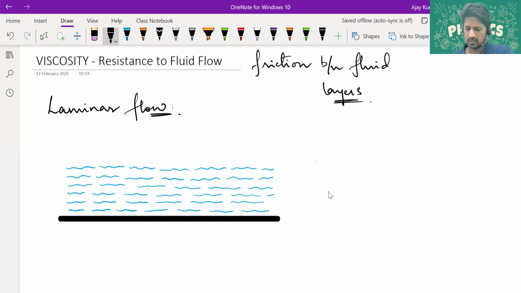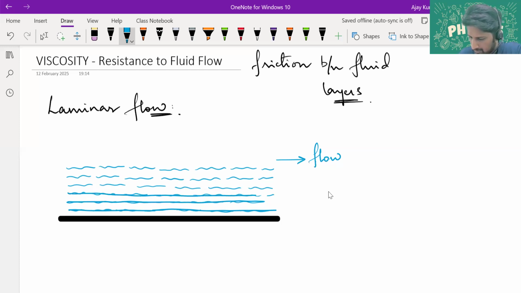Now, suppose this fluid is flowing on this surface. You assume water flowing on a surface itself. Now, we call the flow as laminar flow if it flows in the form of layers. Like the first set of molecules which is in contact with the surface is one layer. The next set of molecules is another layer. The third set is another layer and so on. Flow in this form is what we call as laminar flow.